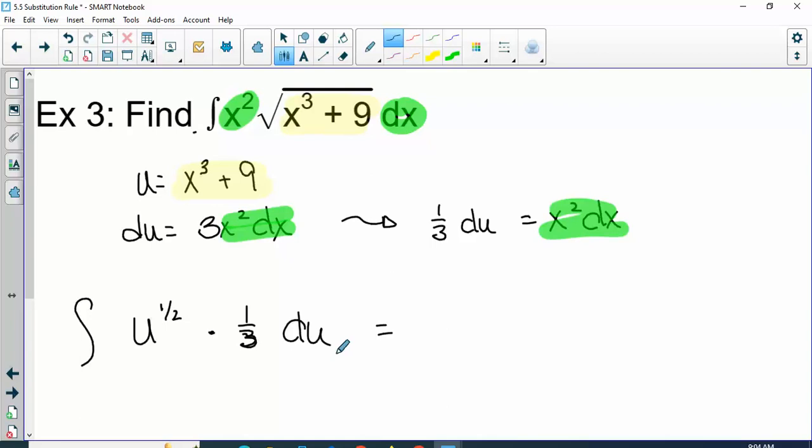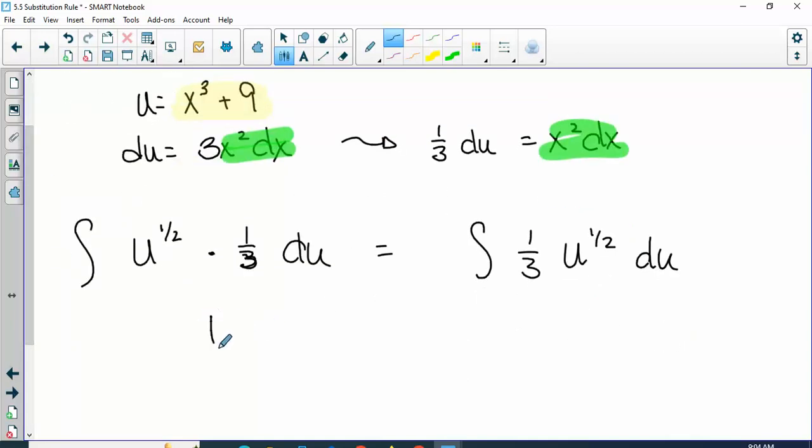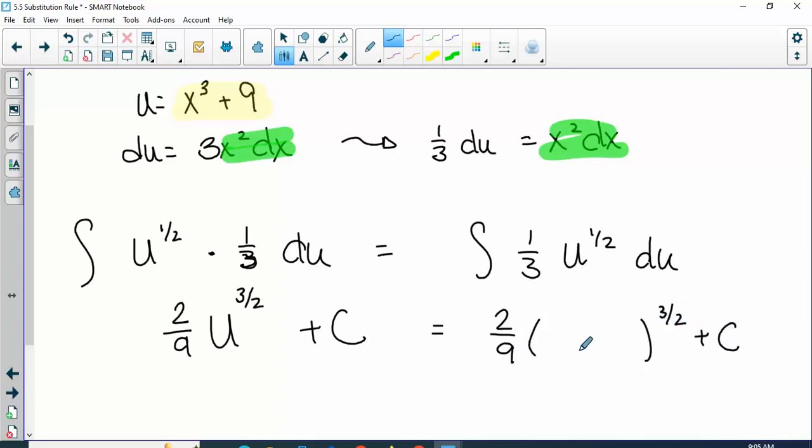Can we do the antiderivative? Now this is the same as if I said 1/3 u to the 1/2 du. Coefficients just stay, add 1 to the power, so that would be 3/2. So multiplied by the reciprocal, so 2/3 times the 1/3 that's already there would be 2/9. Are we done? So final answer, we get rid of the u. What was u?